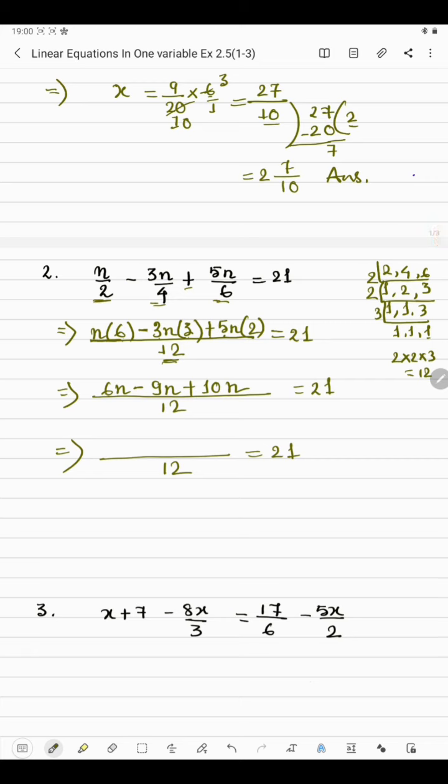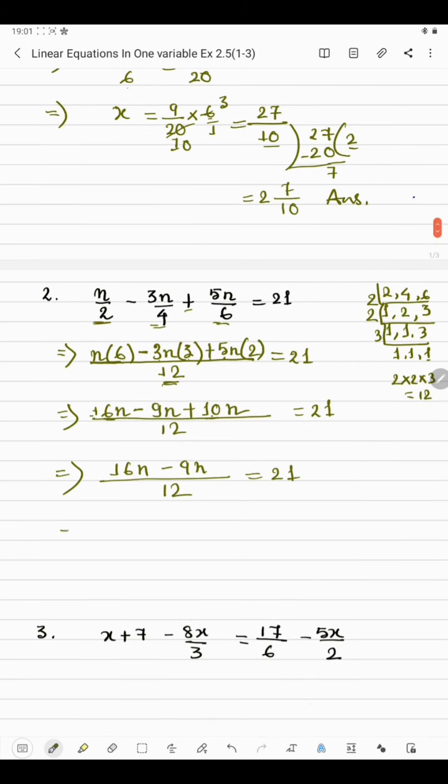After this, see, these 6n and 10n have a plus sign. How do you know that? Because if we check the sign in front, this has a plus sign and this also has a plus sign. So we will calculate these two first, 10 and 6. If you add these two, we will get 16n, then minus 9n. Now we'll do the subtraction. 16n minus 9n is 7n by 12 is equal to 21.